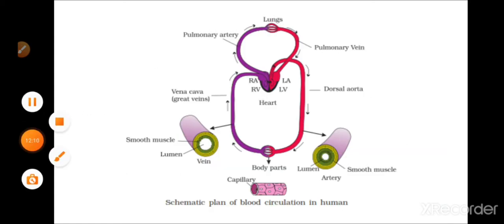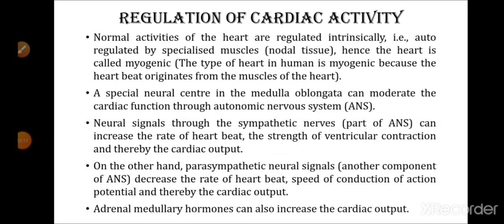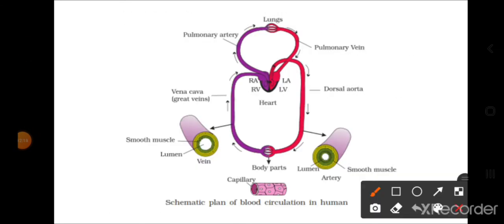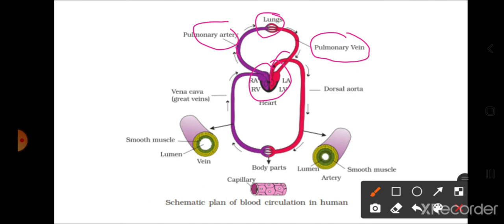So see students, this is a schematic diagram of the blood circulation. See, this is the heart, right auricle, right ventricle. राइट वेंट्रिकल में से ब्लड जाता है through pulmonary arteries into lungs. लंग्स में ब्लड का क्या होता है? Oxygenation होता है. And this is a pulmonary vein which brings the oxygenated blood into the left auricle, from left auricle into left ventricle. लेफ्ट वेंट्रिकल में से aorta निकलता है and this aorta supplies the blood to the body parts.